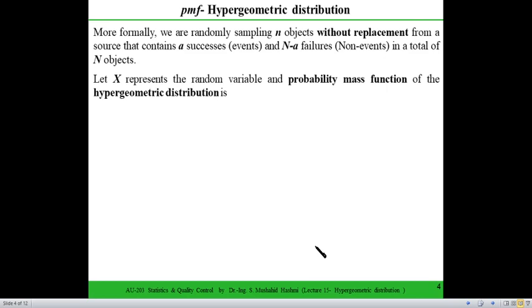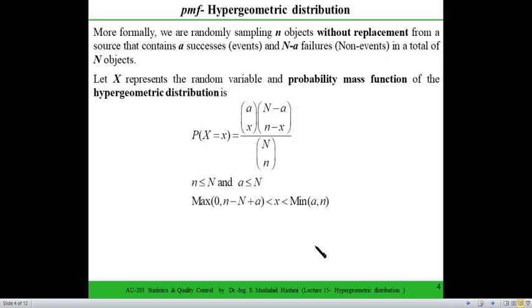Let's represent x as your random variable. Obviously it's a discrete distribution, so it's a discrete random variable, and the mathematical function which allows you to calculate the corresponding probability for that discrete random variable is called the probability mass function. So we can represent x as a random variable which can take any values. The value of that random variable is small x, and here you have N objects and you are picking a sample of small n objects.